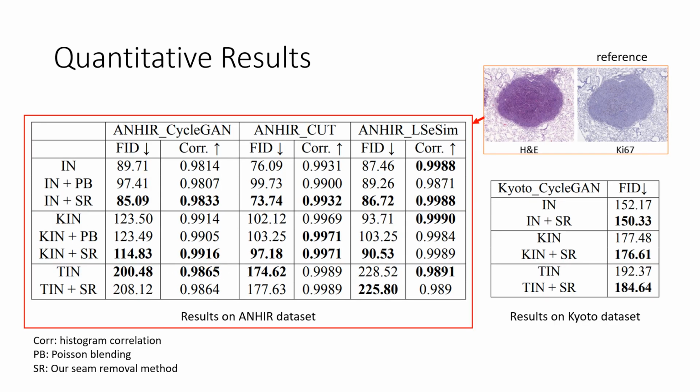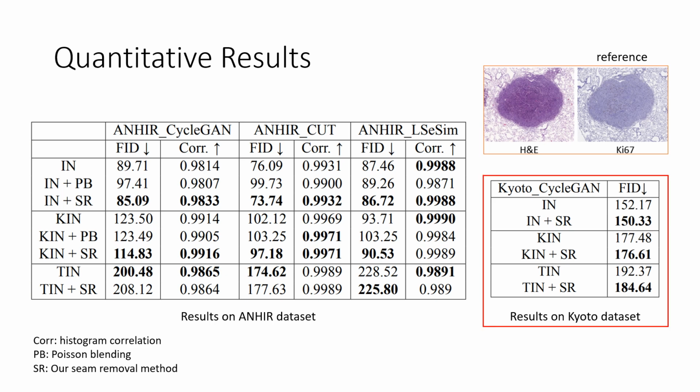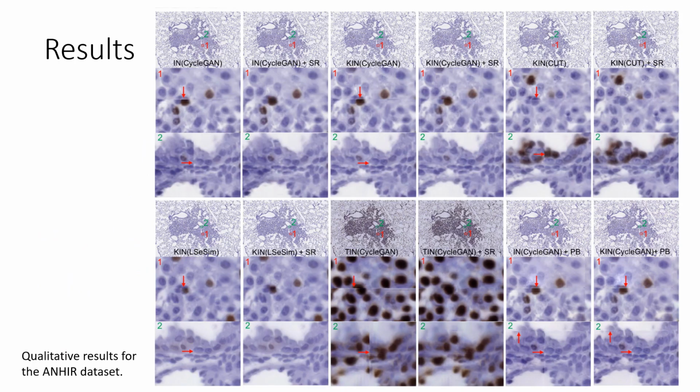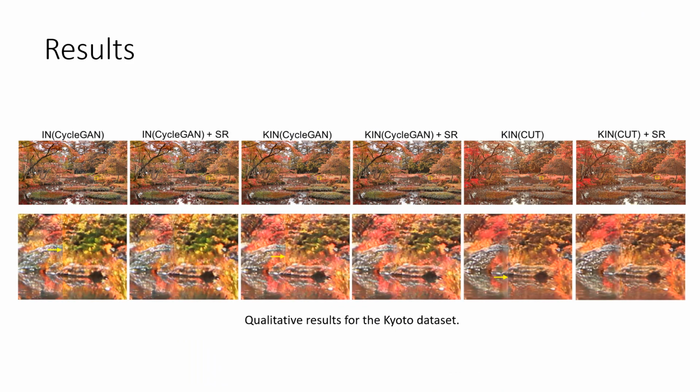Measured by commonly used FID and CORR scores, our method improved existing IN and KIN-based results by large margins. For TIN-based results, due to their inferior initial quality, our method did not improve them much. Our method also improved upon IN-based results on the Kyoto dataset significantly. For qualitative results, through close visual inspections, we see that the visible seams are consistently and satisfactorily removed by our method in the medical image dataset. Tested on the Kyoto Real Photos dataset, we also see satisfactory seam removal performance by our method.